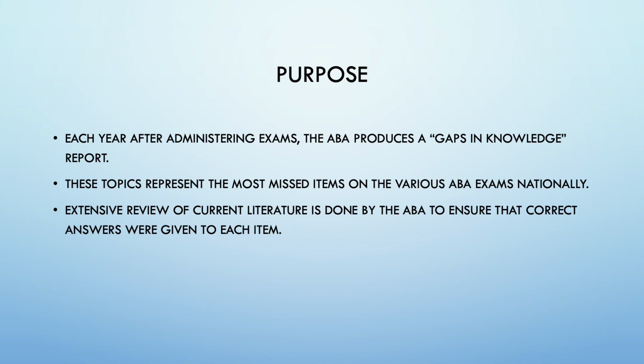Every year after the advanced and the basic exams are given, the ABA produces a report called Gaps in Knowledge, which is essentially topics where the vast majority of test takers got them completely wrong. What the ABA does when one topic is severely misunderstood is they go back and find all of the relevant research that the question was written on, and they verify that the correct answer that they said was correct is actually correct. Once they do this, they put the topic on the Gaps in Knowledge report.